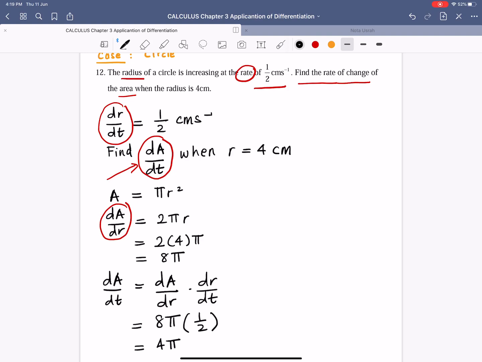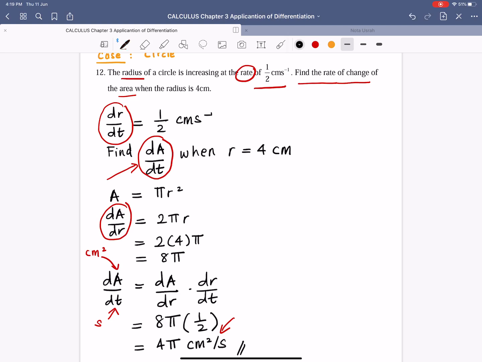And the unit for this answer will be centimeter square per second. How do we know that it is centimeter square per second? We know that the area is measured in centimeter square because in the question the unit for the radius is centimeter, so definitely the area is in centimeter square. And then the time is measured in second. So area over time, we have centimeter square per second. So this is the answer for dA/dt.